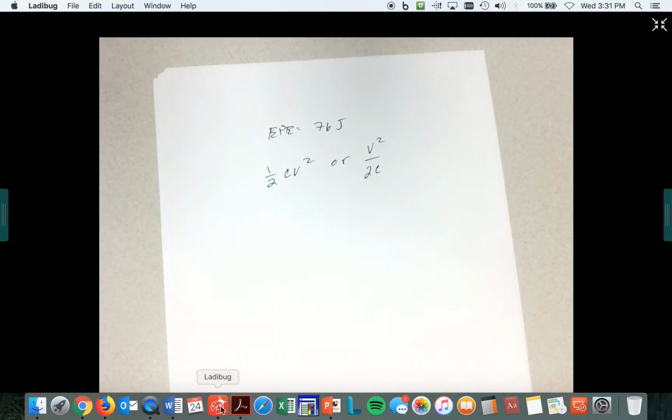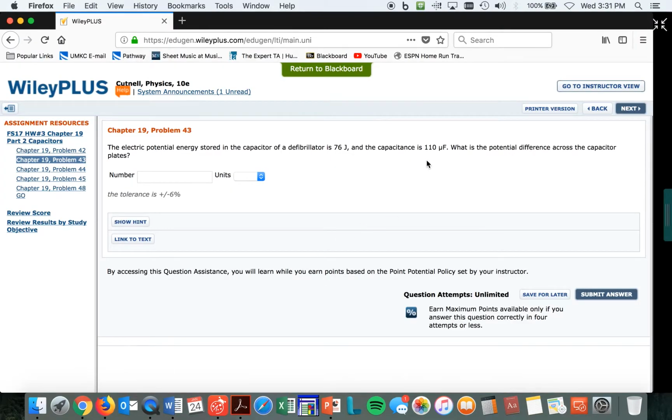All right, so what are they asking though? Just look at what they're asking. They gave us the capacitance. So what is the potential difference? It doesn't really matter which one you pick. It'll work. Just set one of those equations equal to 76 joules and knock yourself out.